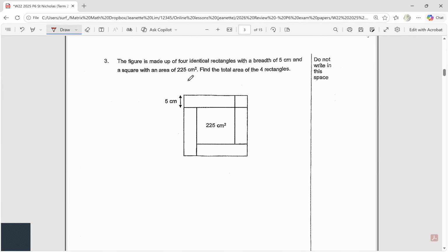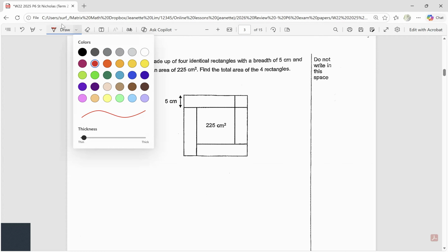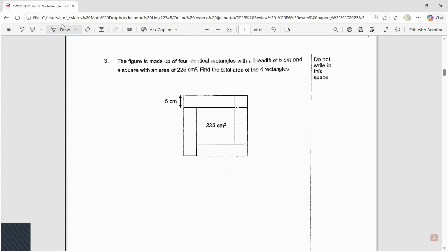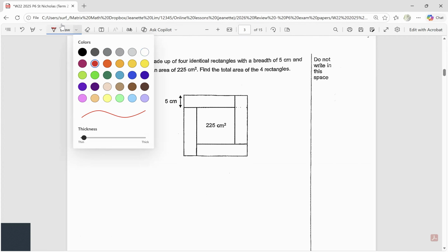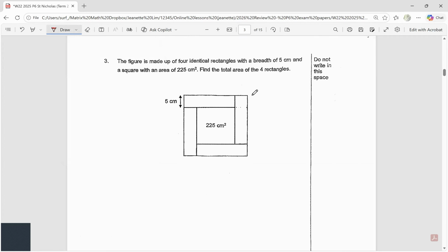Question 3. Figure is made up of 4 identical rectangles with a breadth of 5 cm and a square with an area of 225 square cm. Find the total area of the 4 rectangles. Now, take note, this part here is not supposed to have a line there because there are 4 identical rectangles.